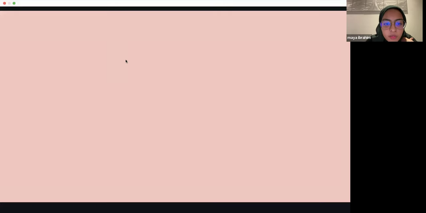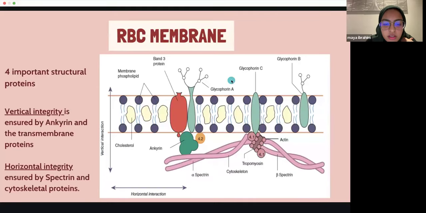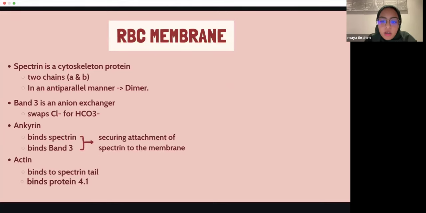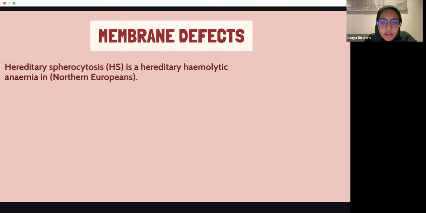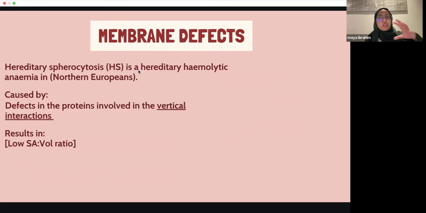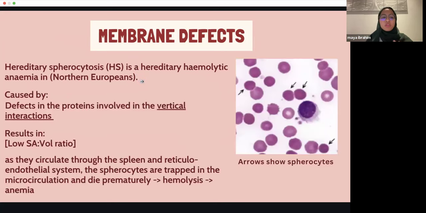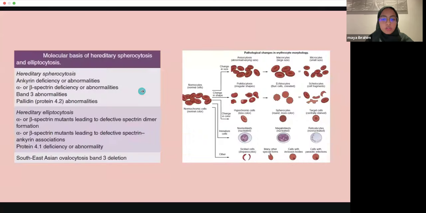May you repeat what you need to know from the deficiency? The membrane defect, right? The hereditary spherocytosis. It's caused by the defect in the vertical integrity of the membrane. So when there's an issue in the vertical integrity, the red blood cell loses its surface area to volume ratio and can't carry out its function very efficiently. And the doctor only mentioned hereditary spherocytosis.